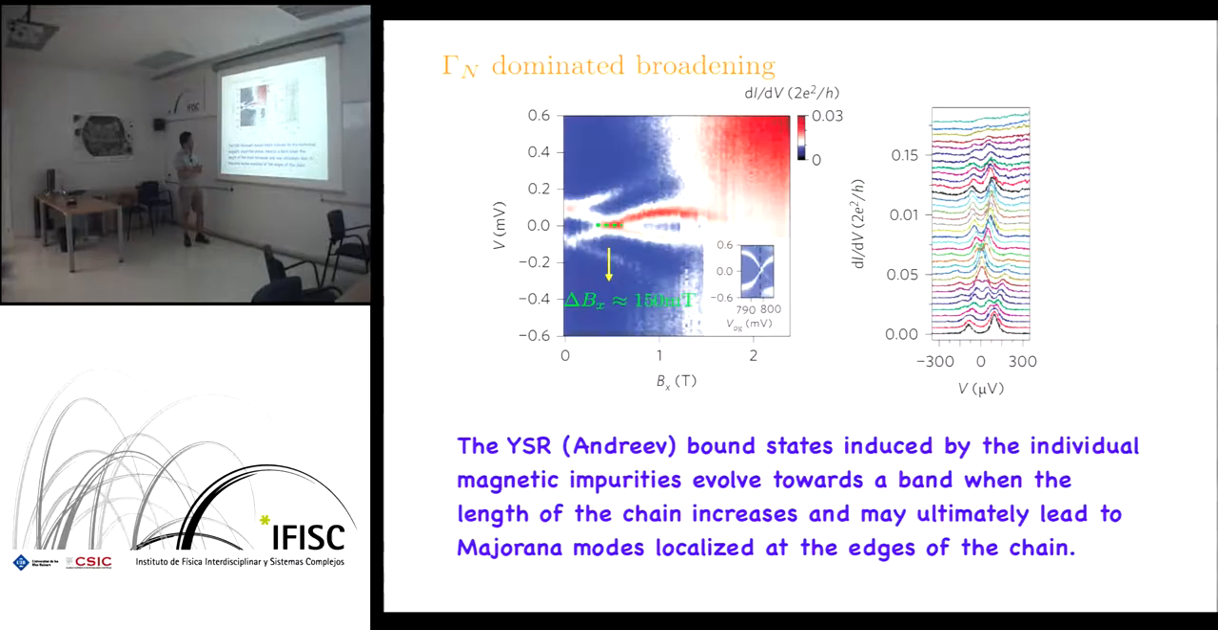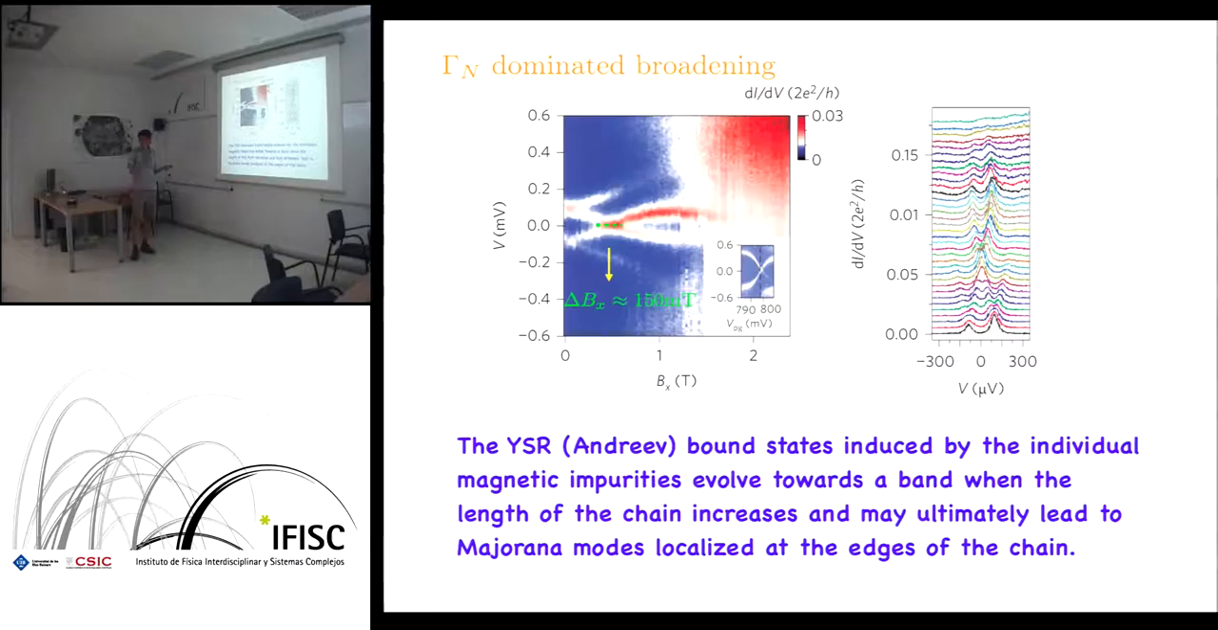Also, they considered the region very close to the crossing point, the transition point between singlet and doublet. Then they applied a magnetic field. Clearly, you can see the appearance of the zero energy region. It looks like Majorana physics. So the physics is that the zero energy region observed in this simple system can evolve to the Majorana state when we consider many quantum dots.